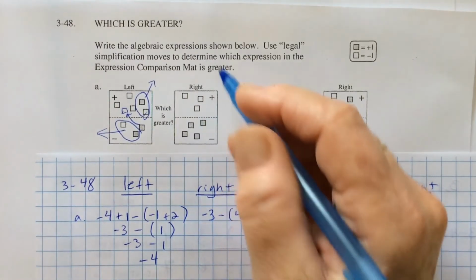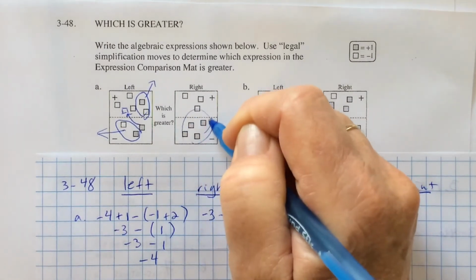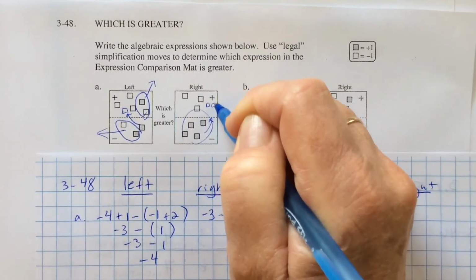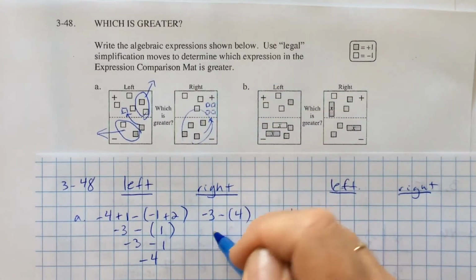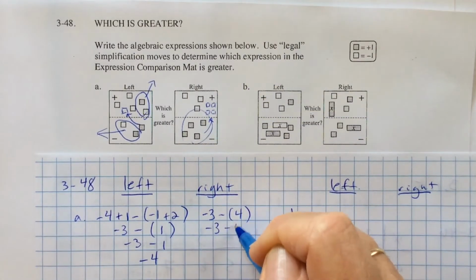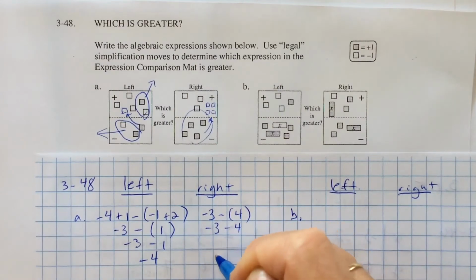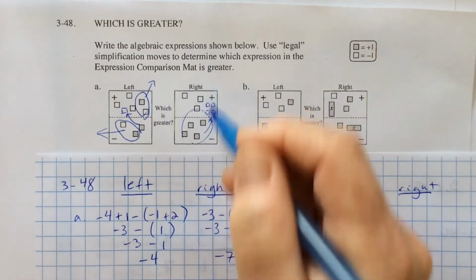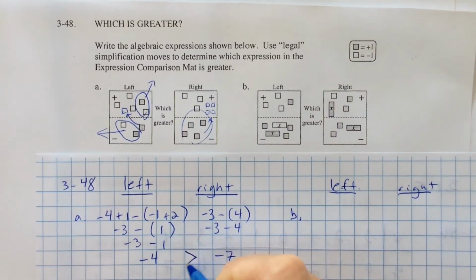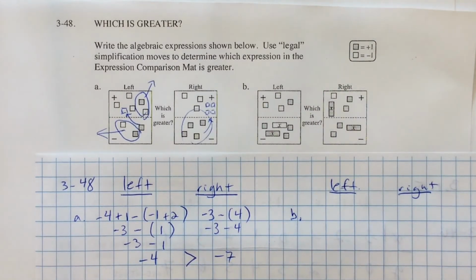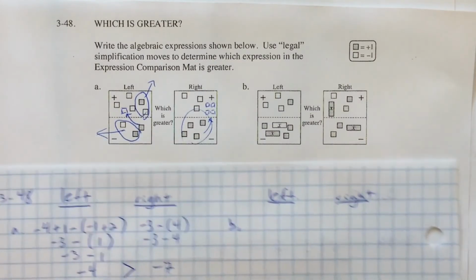On the right hand side, I just need to take all of these and flip them so they become the negatives they need to be, and I have -3 and a -4. That, when I combine those together, I have a -7, which is less than -4. Let's take a look at B.